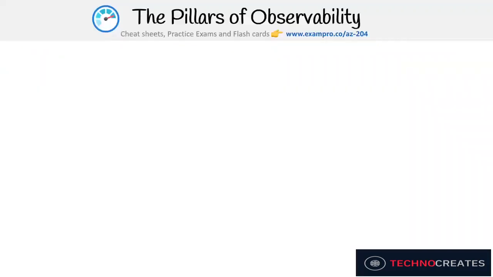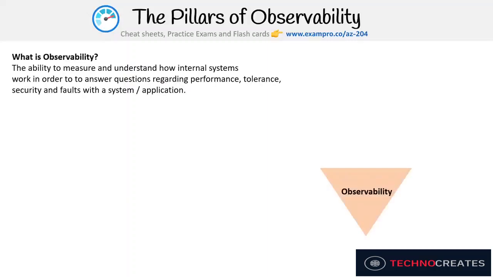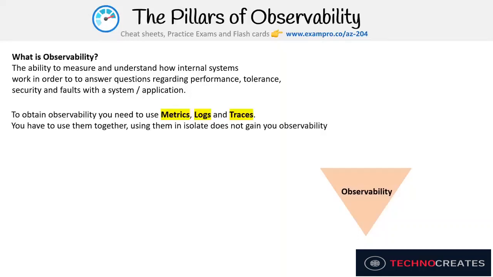Now, I just want to introduce you to the concept of the pillars of observability. This isn't a thing specific to Azure, but it's something in DevOps that you need to understand, and it's just going to help you contextualize the offerings of Azure Monitor and other cloud service providers. So what is observability? That is the ability to measure and understand how internal systems work in order to answer questions regarding performance, tolerance, security, and faults with a system and application. And in order to obtain observability, you need three things. You need metrics, logs, and traces, and you have to use them together. Using them in isolation does not gain you observability.